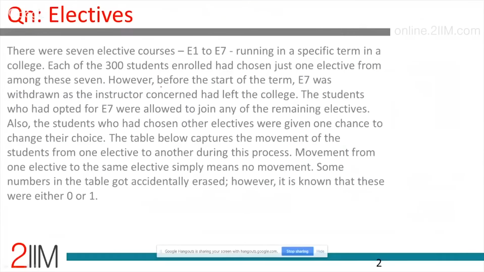There were 7 elective courses, E1 to E7, running in a specific term in a college.